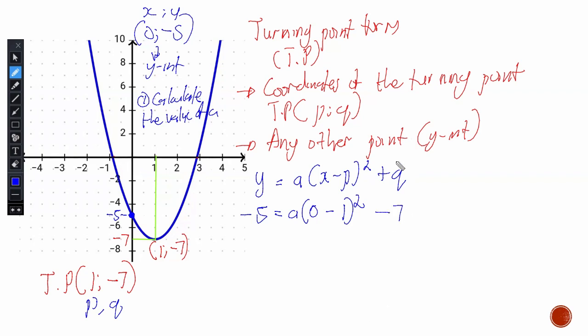So what you normally do with this question is first take this and transpose it over to this side. So you will have negative 5 plus 7, and then here you have a. Obviously, if you punch this into your calculator and square it, it's still going to be 1. So negative 5 plus 7, that's a positive 2. So now you have a equals 2.